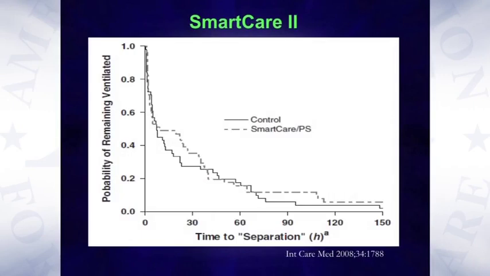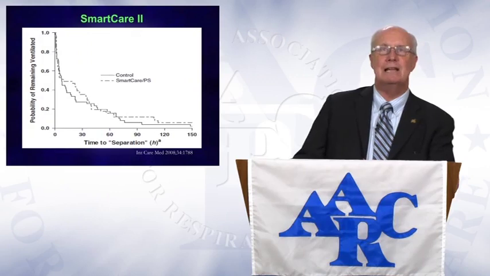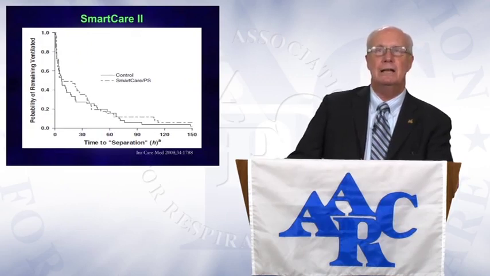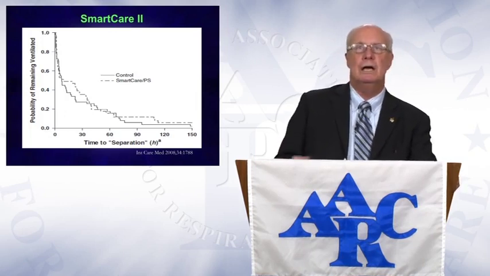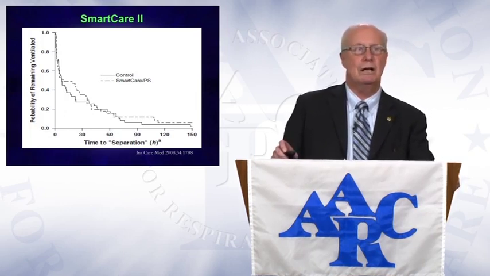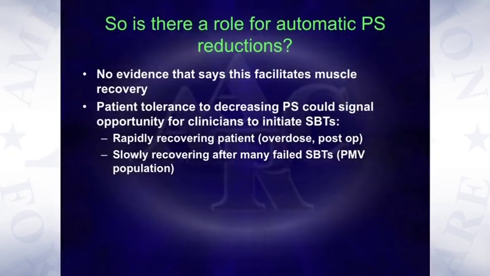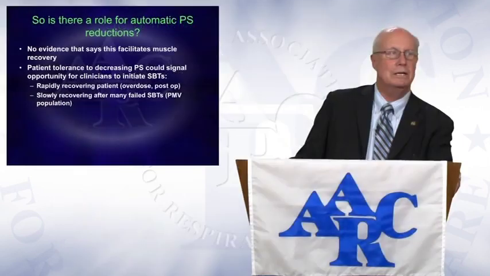At the moment, SmartCare is as good as a good clinician doing daily spontaneous breathing trials, or at least it appears to be. It does require spontaneous breathing trials, and it warns the clinician to do a spontaneous breathing trial. But at the moment, it seems like a lot of complexity and ventilator sophistication to do what a good respiratory therapist can do with a protocolized spontaneous breathing trial approach. So is there a role for automatic pressure reduction? And as I say, in most patients in an ICU, I'm not sure this has any applicability.